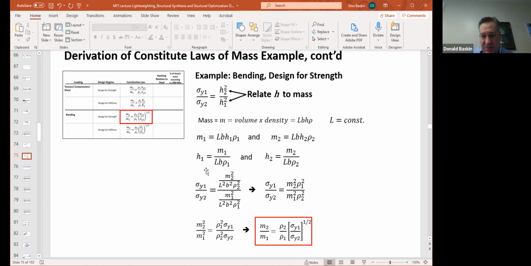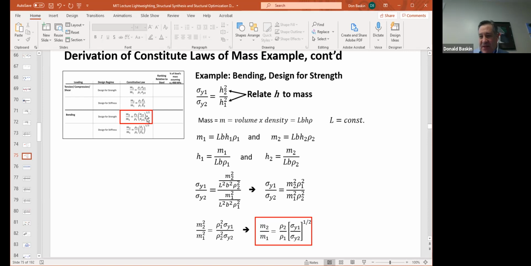Plug this h into this h up here. And this is just algebra. You end up solving this for sigma, rearranging this for M2 squared over M1 squared, and then taking the square root of both sides of the equation, and you get the familiar equation right here in the red box. So that is just this equation right here. Pretty simple algebra, guys.